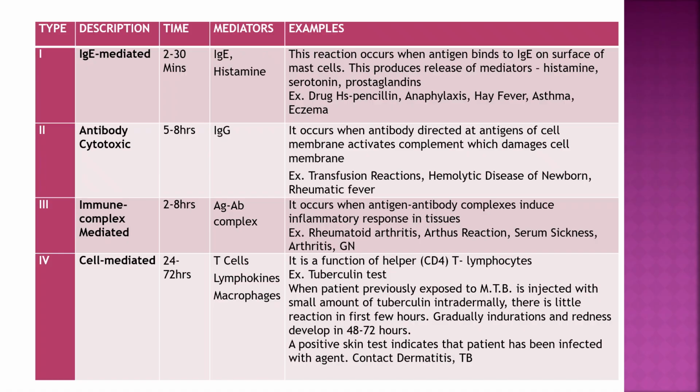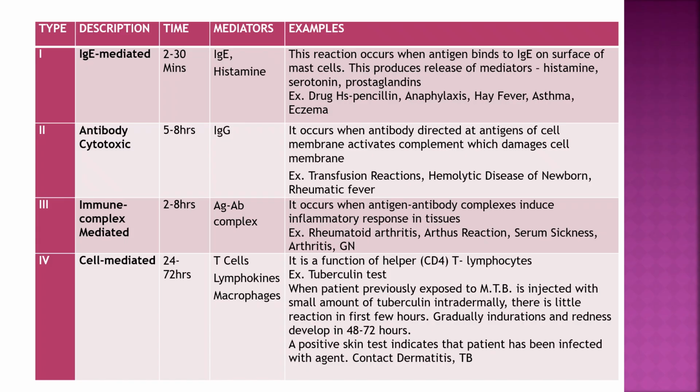To summarize hypersensitivity reactions, there are mainly two types, immediate and delayed. Immediate are types 1, 2, and 3, and delayed is type 4. Type 1 is IgE mediated, within 2 to 30 minutes, and mediators are IgE and histamine. This reaction occurs when antigen binds to IgE on the surface of mast cells. This produces release of mediators, histamine, serotonin, prostaglandins. Example, drug hypersensitivity, that is penicillin, anaphylaxis, hay fever, asthma, eczema.